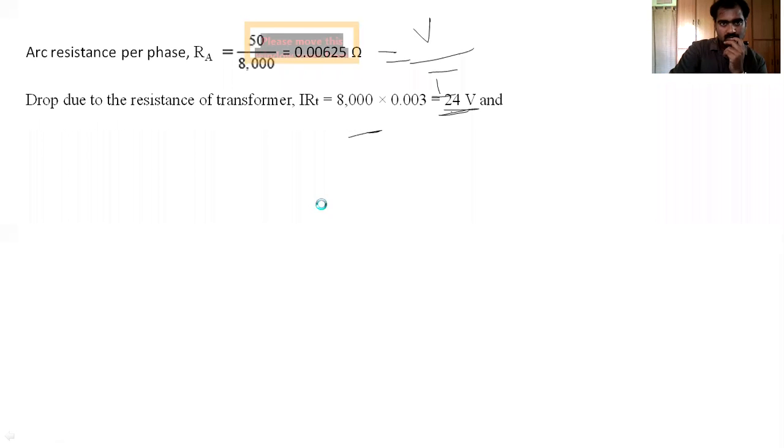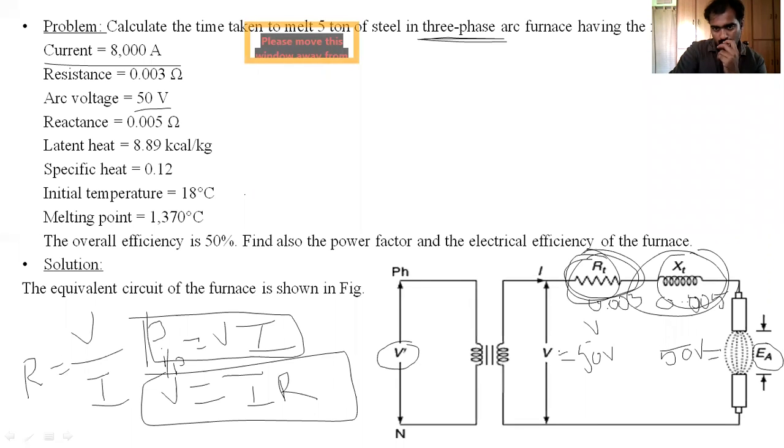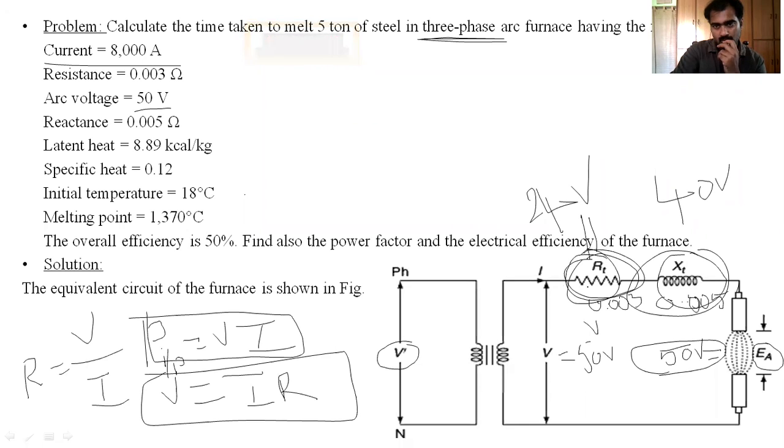So from this diagram, the voltage across this arc is 50 volts, but the voltage drop across this resistance, by the calculations, is 24 volts, and the voltage drop across this reactance is 40 volts. Okay, is it clear? We have calculated the voltage drop across the resistance and reactance of your transformer because these are the elements connected to the secondary terminals of your transformer. That is 24 volts and 40 volts by the calculations.